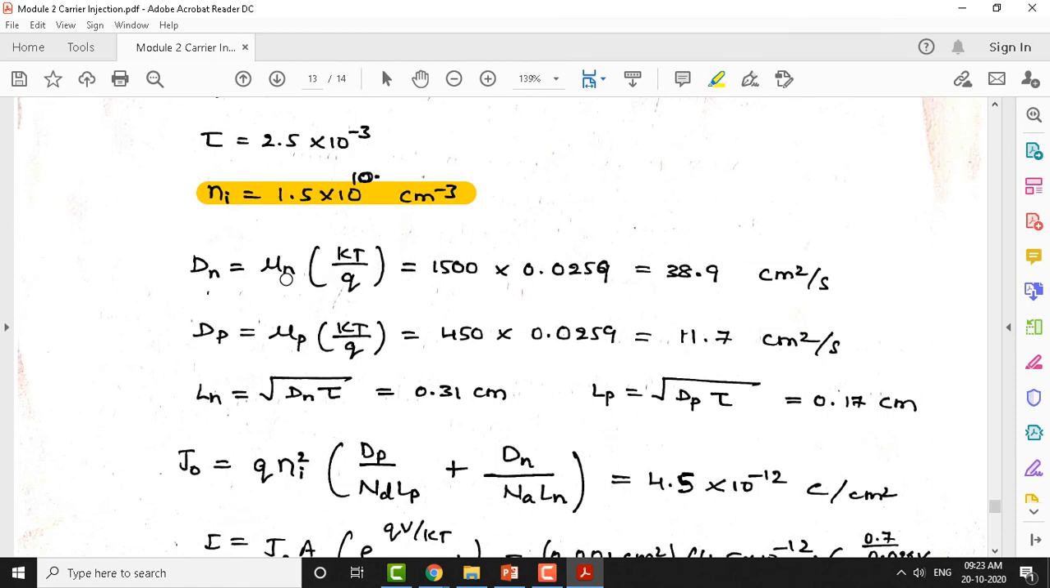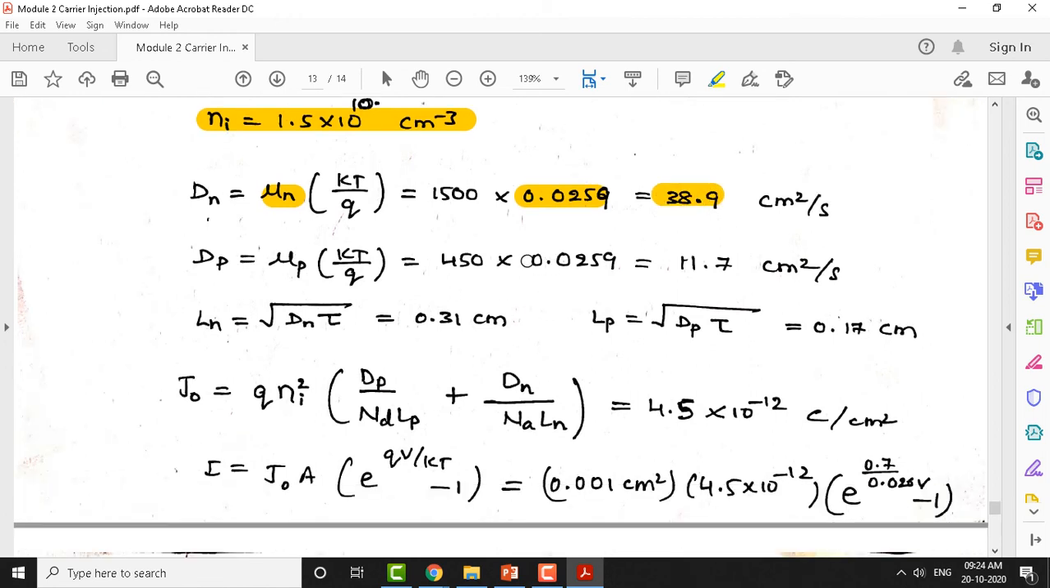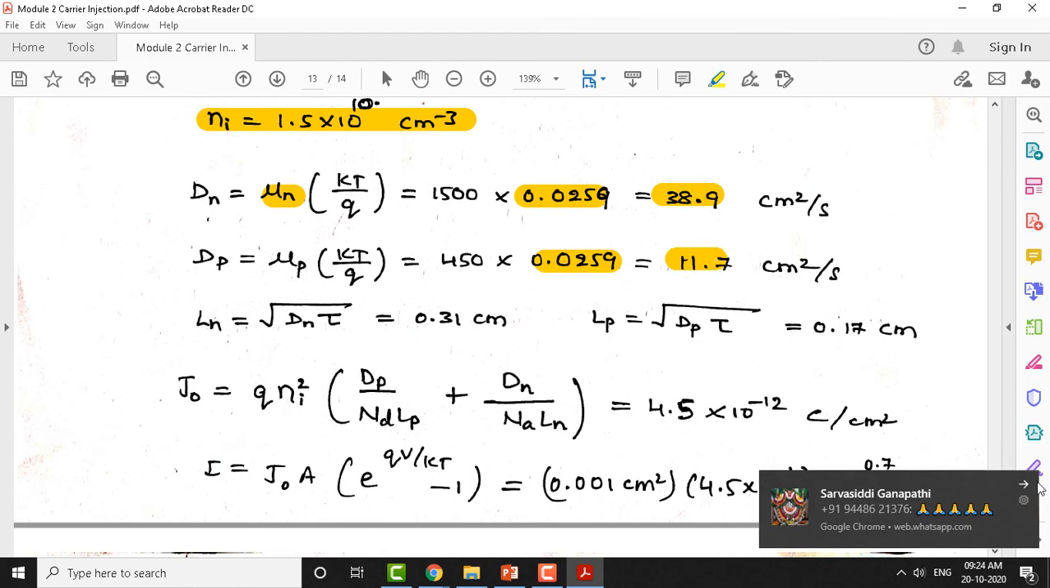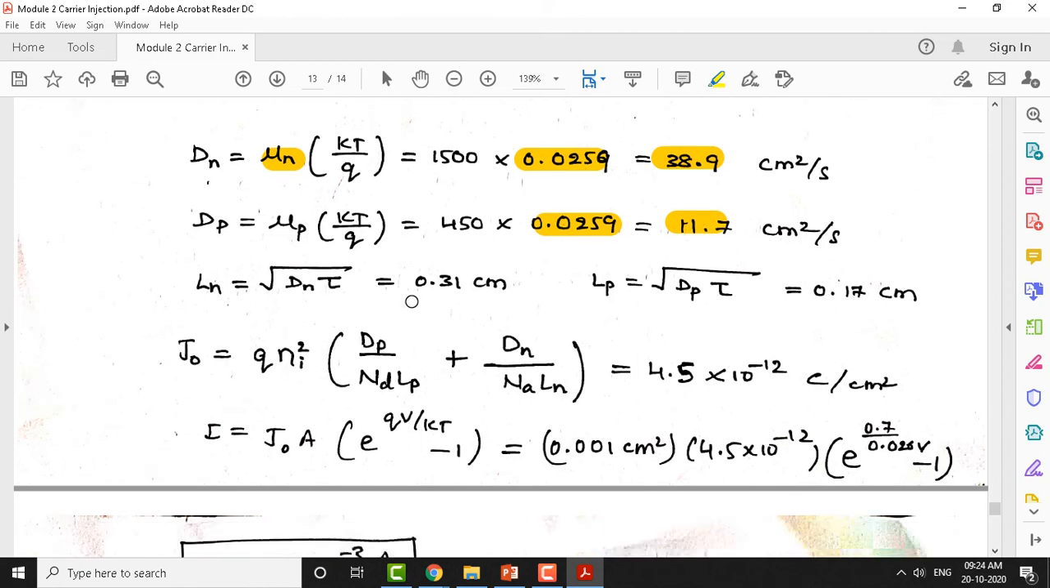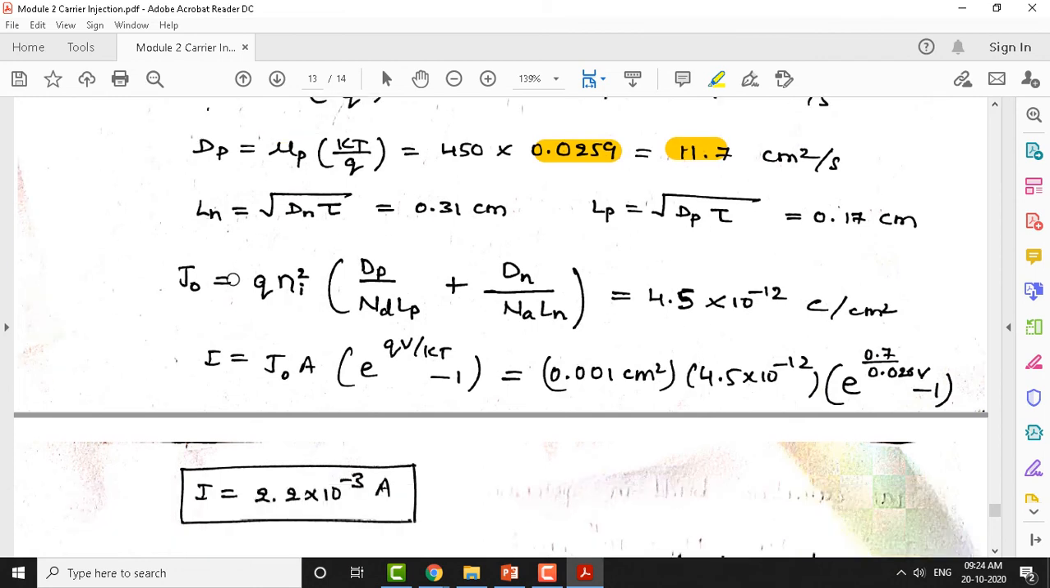Dn in terms of mu n is called the Einstein relation. Dn, the diffusion constant for electrons, is related to the mobility mu n by kT by q, which we know is 0.0259 volts, and mu n is given. Just calculate this value Dn. The Dp value can also be calculated along similar lines, 11.7 centimeter square per second. Ln and Lp can be calculated using this formula, and finally you can substitute in the current density equation that we have discussed.